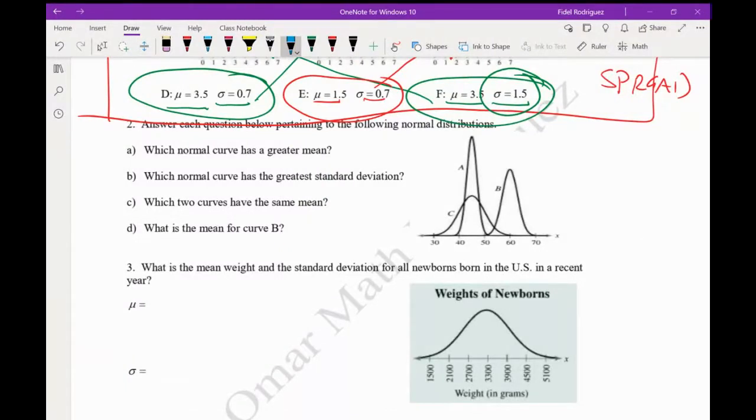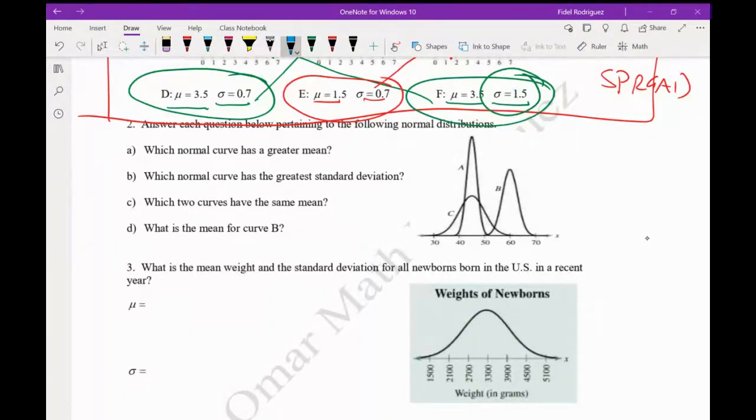Okay, so now number 2 says, answer each question below pertaining to the following normal distributions. It says, which normal curve has the greater mean? Which one has the greatest standard deviation? Which two curves have the same mean? And what's the mean for the curve of B?